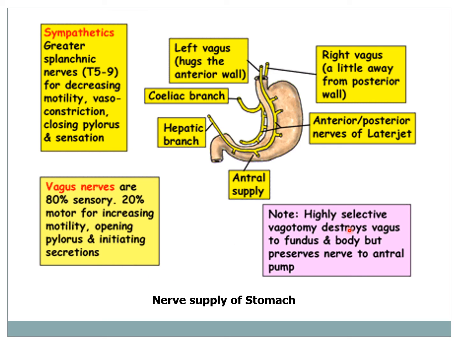Note the highly selective vagotomy destroys the vagus to the fundus and body but preserves the nerve to the antral pump. So this nerve supply is important. Here the nerve supply of the stomach is complete. Parasympathetic supply is derived from both vagi, from the anterior and posterior vagal trunk. Both sympathetic and parasympathetic arise from this vagus.